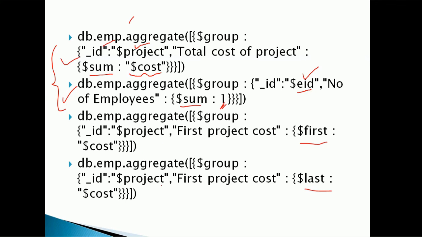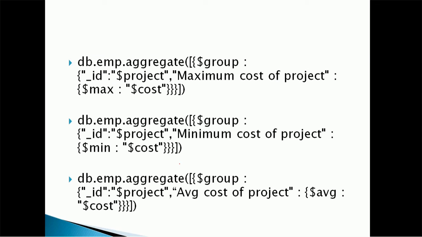This is the first aggregate function, first, last. Next, if you want to find the maximum cost project, if you want to find the minimum cost project, and if you want to find the average cost project, you can find that. So now we'll see the implementation of these. I'll show you the execution of these queries.